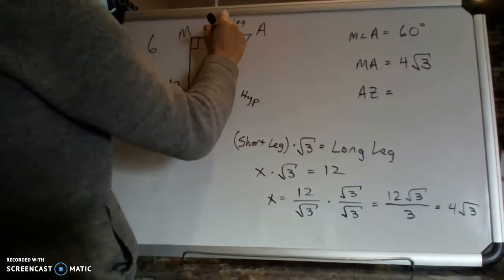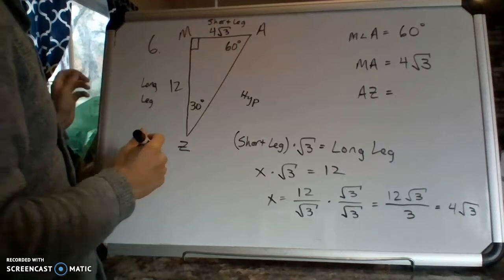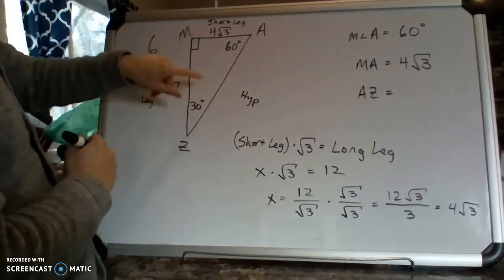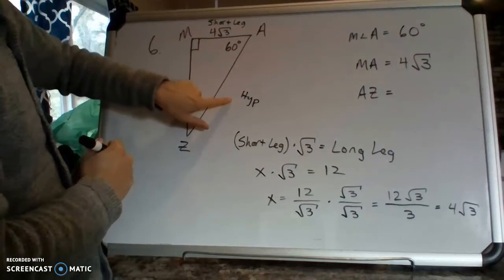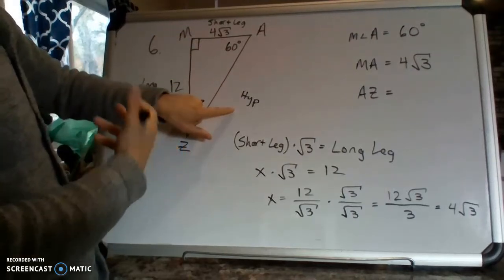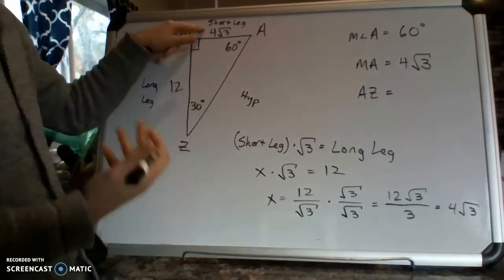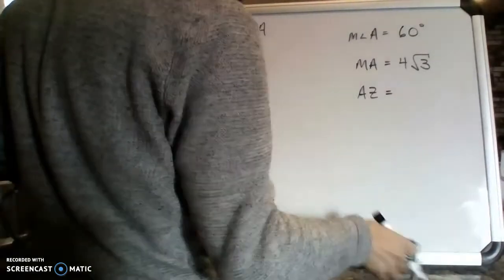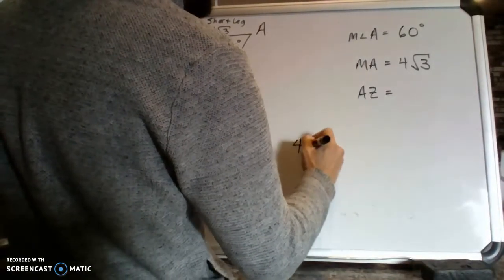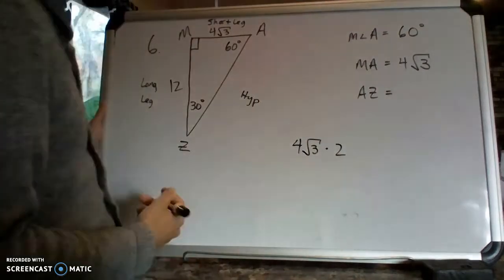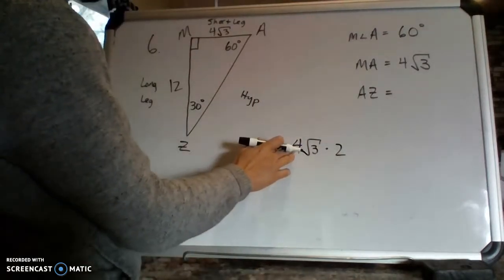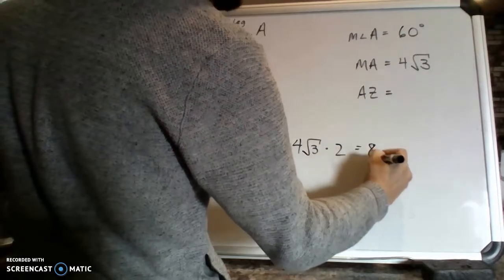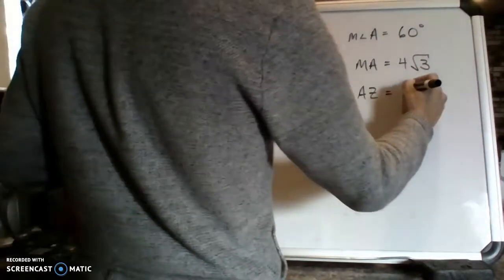And now the rest of this is super easy, because the relationship between the short leg and the hypotenuse in a 30, 60, 90 is just a 1 to 2 relationship. The hypotenuse is just 2 times the amount of the short leg. So 4 square root of 3 times 2, hopefully you remember how to do this. You would just literally multiply the number outside the square root times the 2, and that would come out to be 8 square root 3.